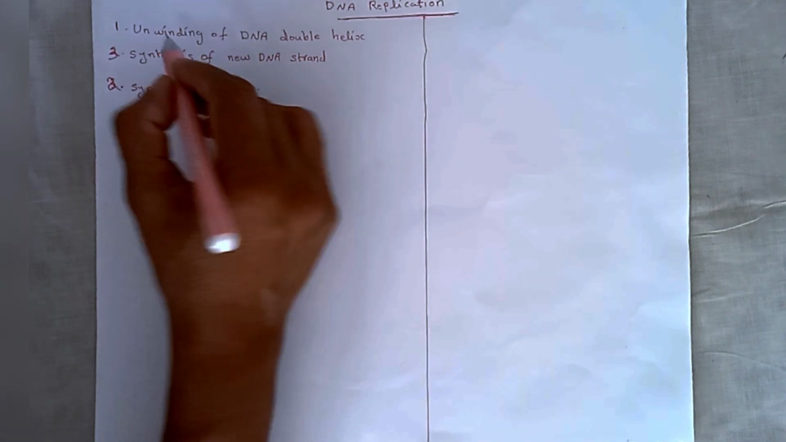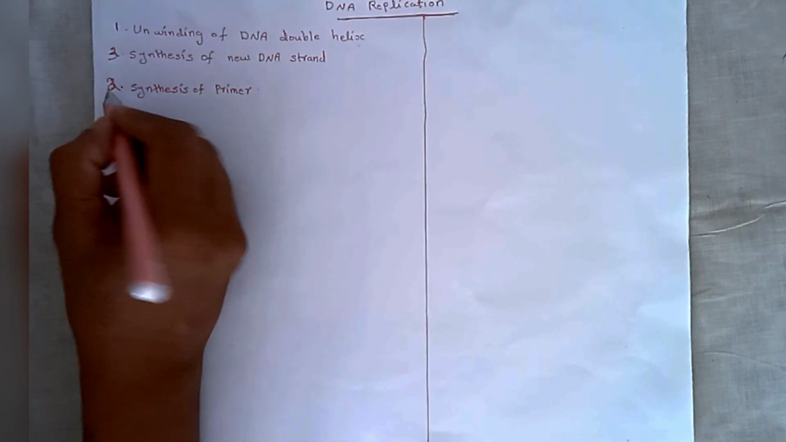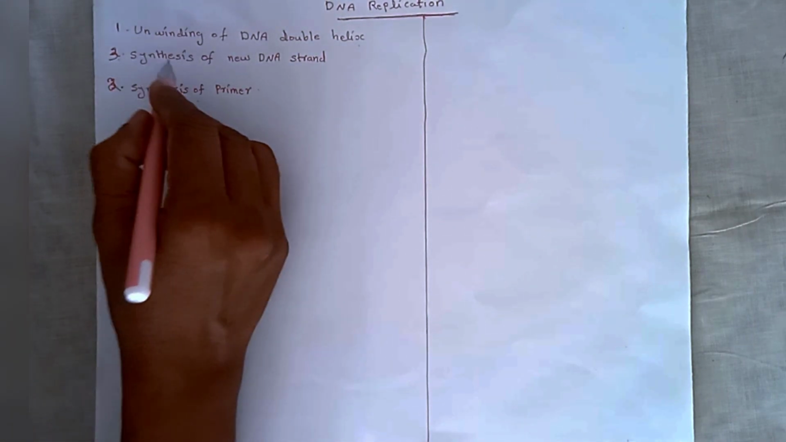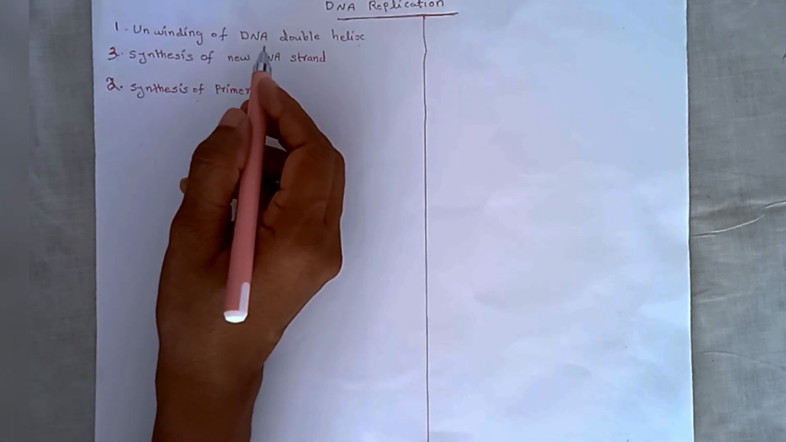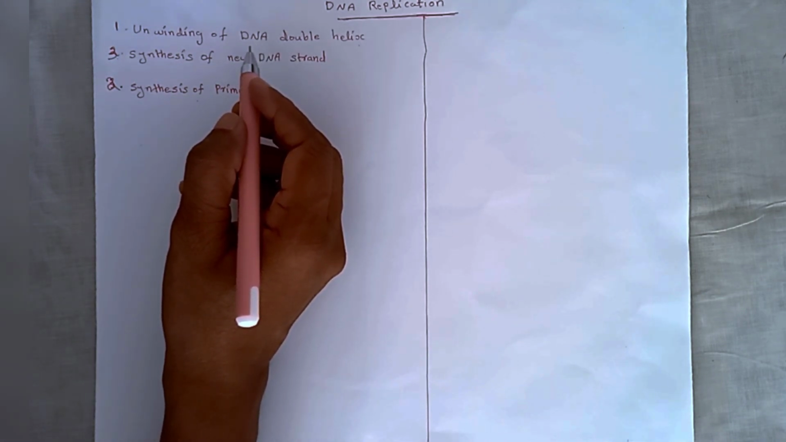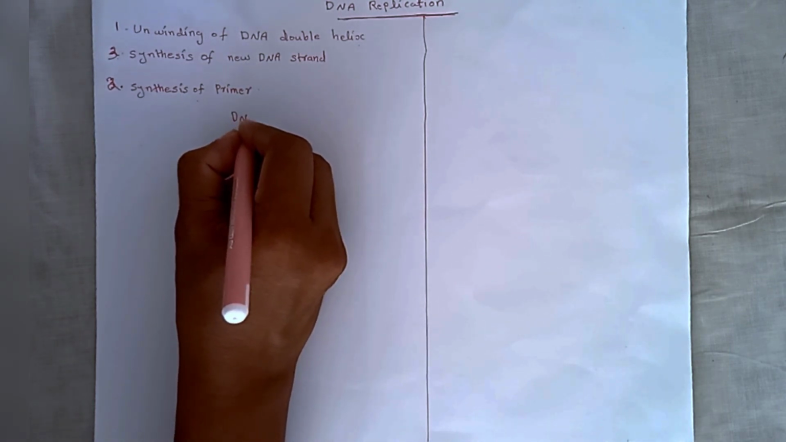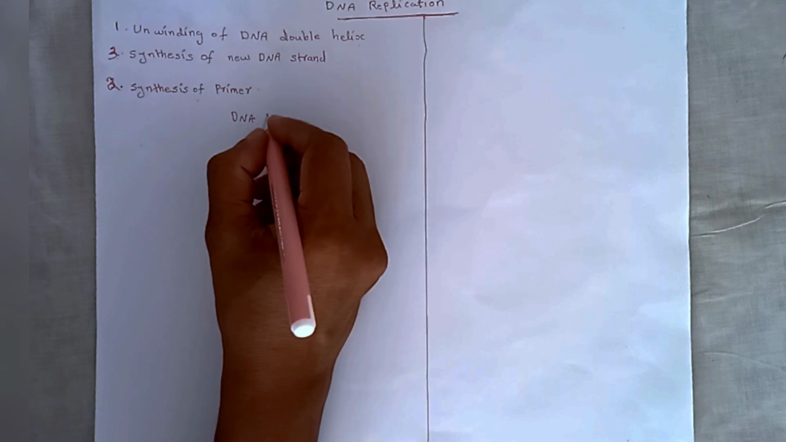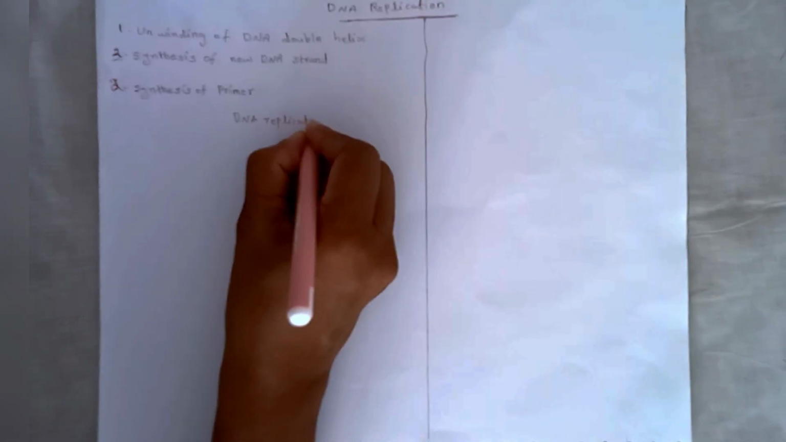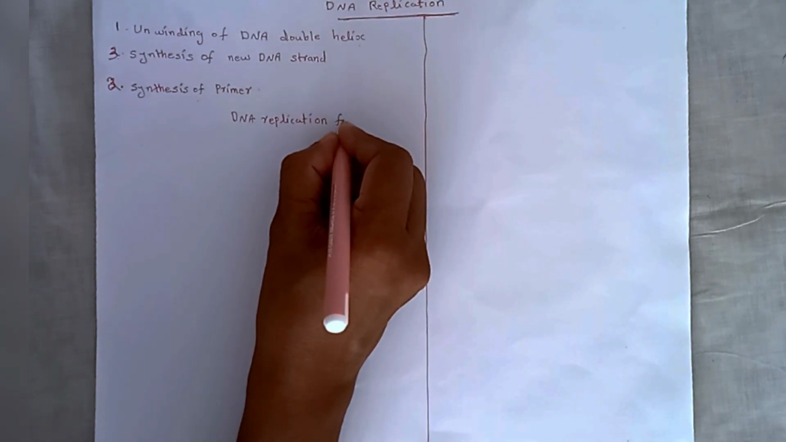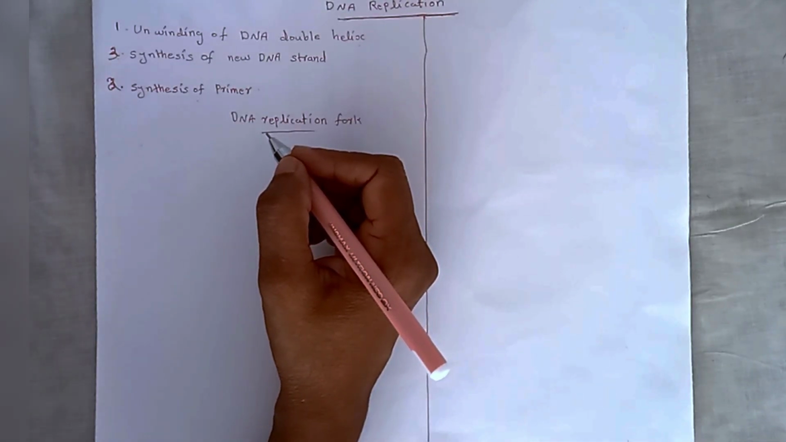The first step, unwinding of DNA double helix. Second step, synthesis of primer. And third step, synthesis of new DNA strand. Now we draw a rough picture of the DNA replication fork. It looks like a fork, so it is known as DNA replication fork.